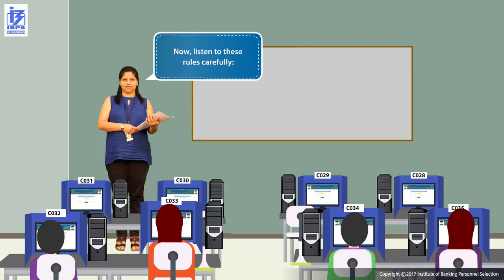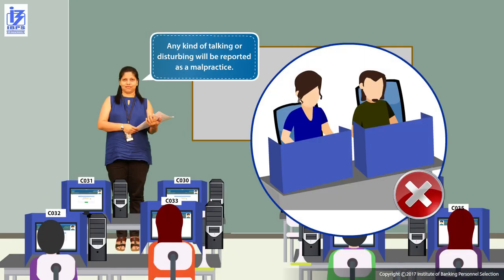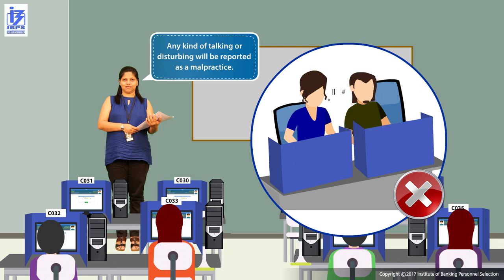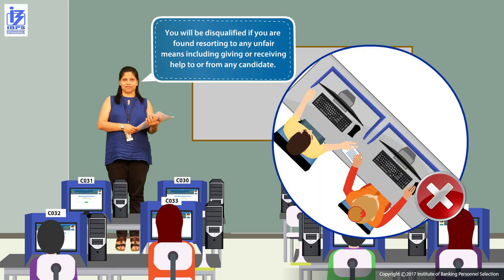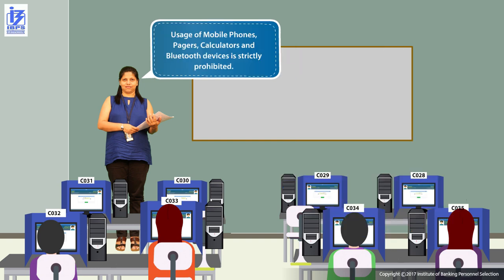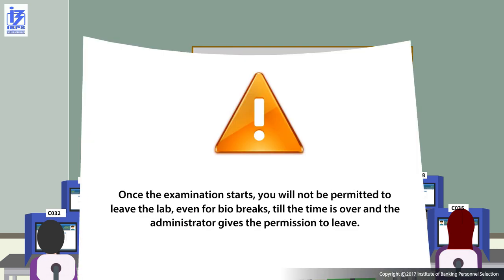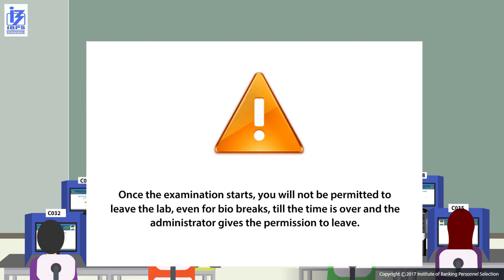Now listen to these rules carefully. Any kind of talking or disturbing will be reported as a malpractice. You will be disqualified if you are found resorting to any unfair means, including giving or receiving help to or from any candidate. Usage of mobile phones, pagers, calculators, and Bluetooth devices is strictly prohibited. Once the examination starts, you will not be permitted to leave the lab, even for bio breaks, till the time is over and the administrator gives the permission to leave.